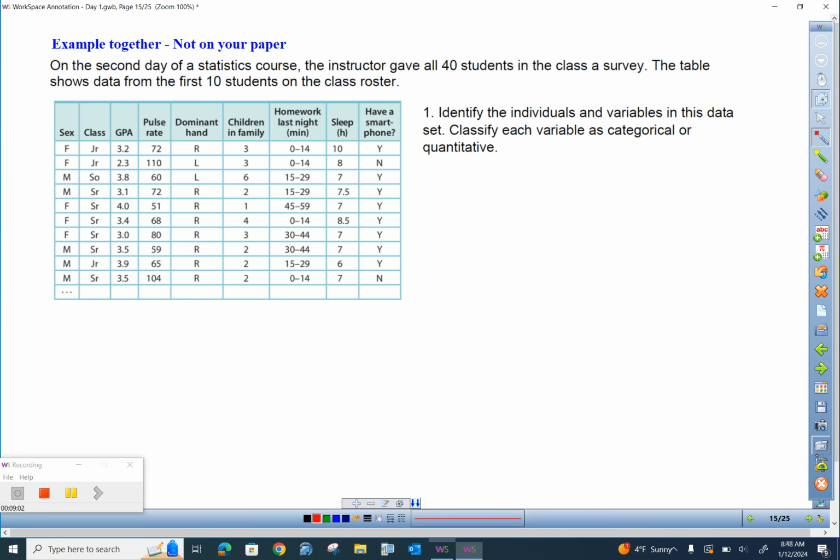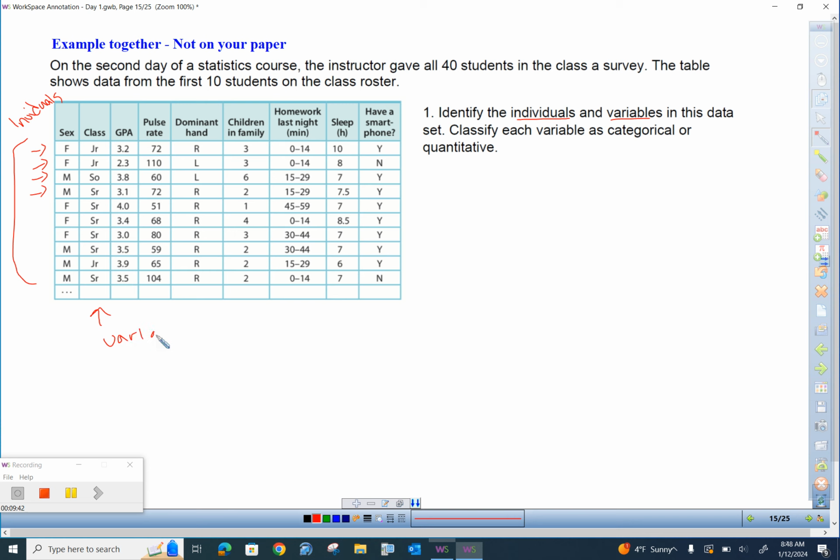Okay, now this is not on your paper, but we're just going to go over those vocab terms with some examples here. It says, here is a table, and on the second day of a stats course, the instructor gave 40 students in the class a survey, and this just shows the first 10. So this row of 10 people that were surveyed are the individuals. In general, you're going to look at the rows for that. Then the variables are going to be the columns.